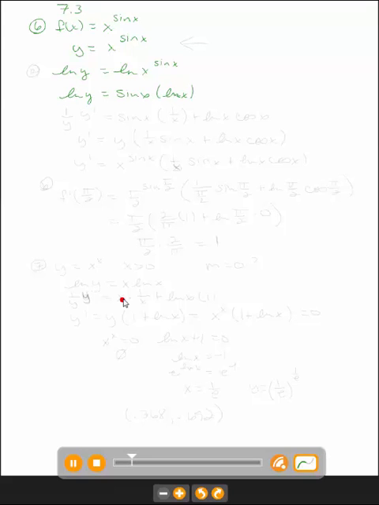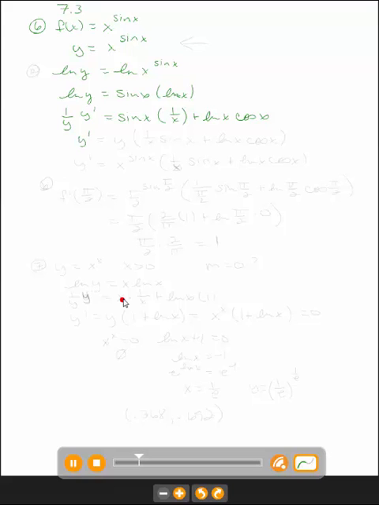Now, we're going to do the derivative, but notice the y is not by itself. So now it's an implicit differentiation. And the derivative of the natural log of y is 1 over y times the derivative of y, whatever that may be. Then, this is a product rule. The first, the derivative of the second, plus the second times the derivative of the first.